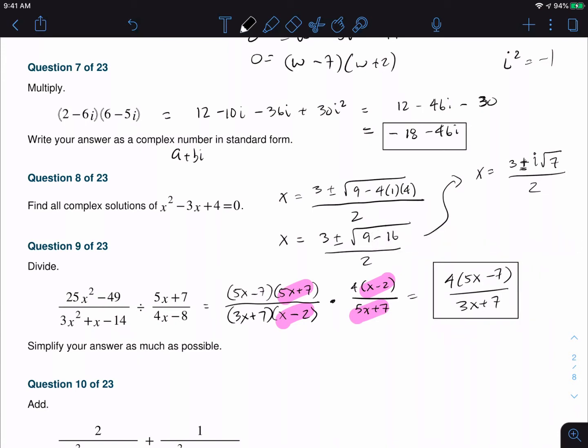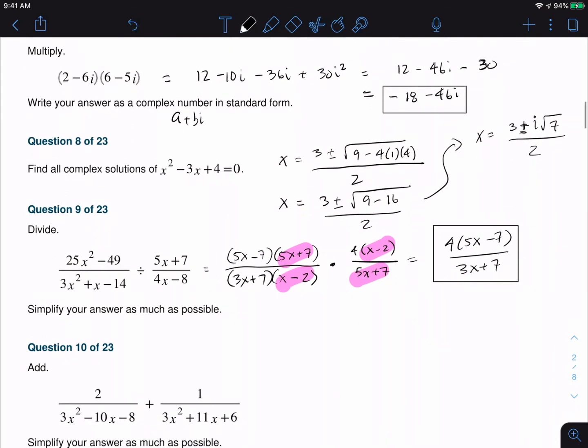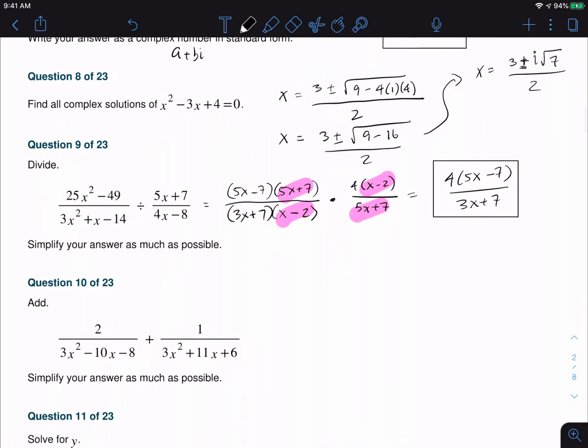The whole crux is to be able to factor these problems, right? That's the really, really important piece. And so make sure that when you do these problems that you are factoring.